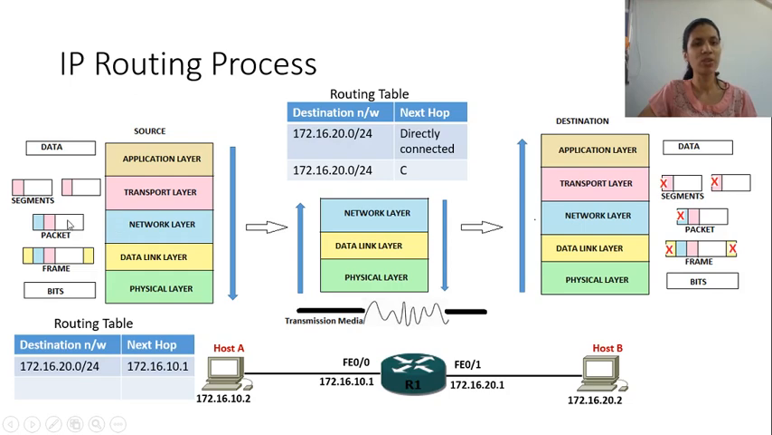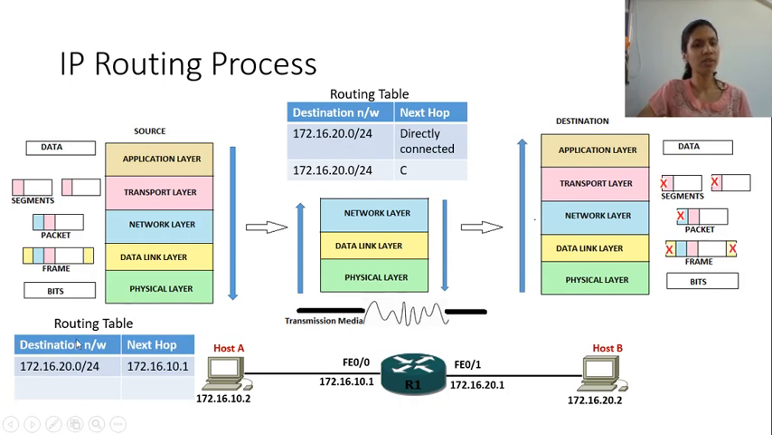The IP header is going to contain the source address and the destination address. The source address is the address of host A, which is 172.16.10.2, and the destination address would be the address of host B, which is 172.16.20.2. Along with creation of a packet, the network layer is also responsible for performing routing. For this, the network layer is going to make use of the routing table which is present in the device.